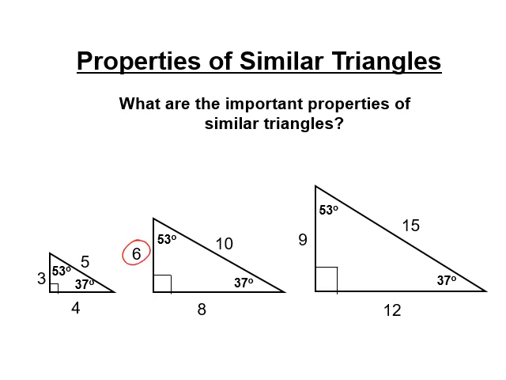This 6, well, I took 3 and multiplied it by 2 and made 6. 5 times 2 is 10, and 4 times 2 is 8. I made this one twice as big, and we call that the scale factor. The scale factor between these two is 2. We multiplied that first one by 2.